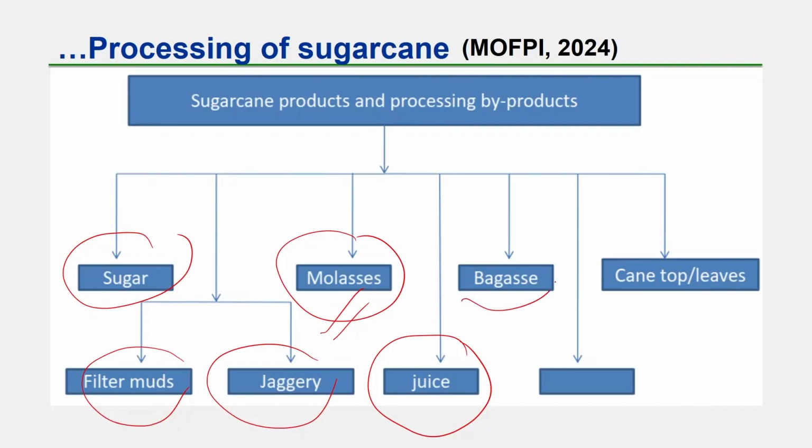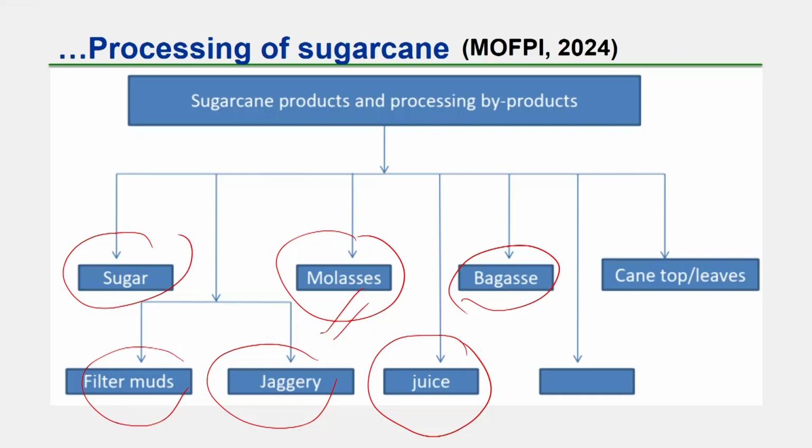Next product is bagasse. Bagasse, after extraction of juice from the canes, whatever residue is left, is known as bagasse or khoi. This can be used to generate electricity. It has several purposes. It can be used to make cartons, papers, and so on. And then you can have cane tops or top leaves of the cane. They are used as fodder crop.